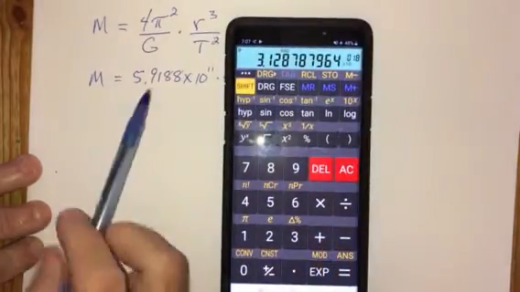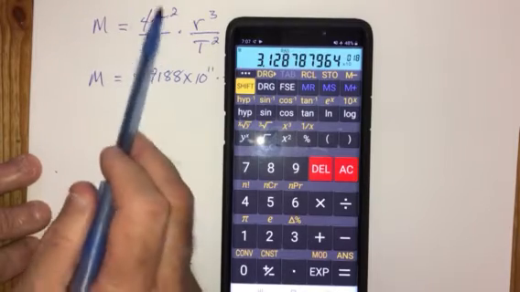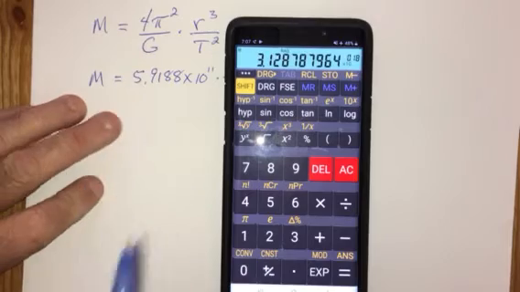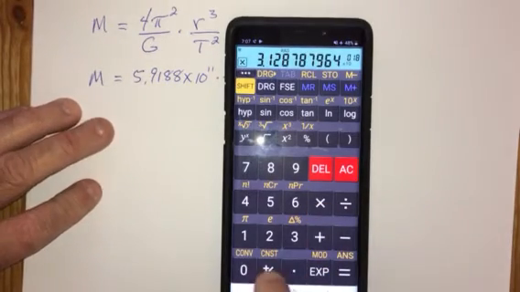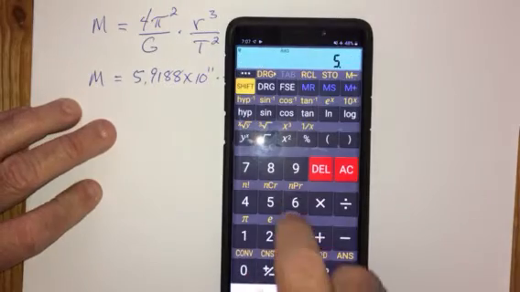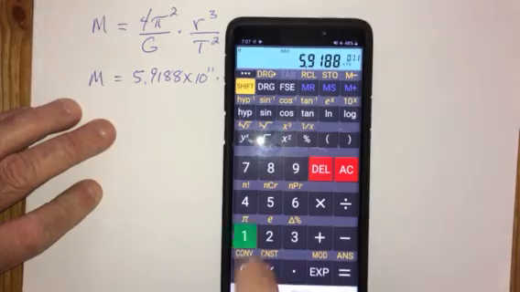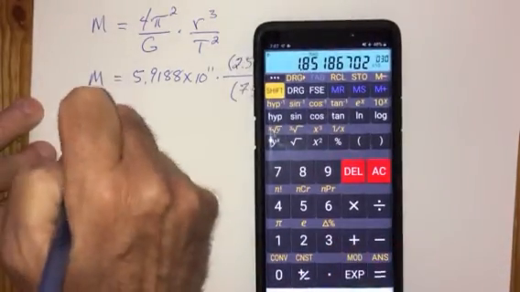Okay, but now we've got to multiply that by this number, which was the result of doing 4 pi squared over the universal gravitational constant. So we'll multiply this now by 5.9188 exp 11, and there's our solar mass.